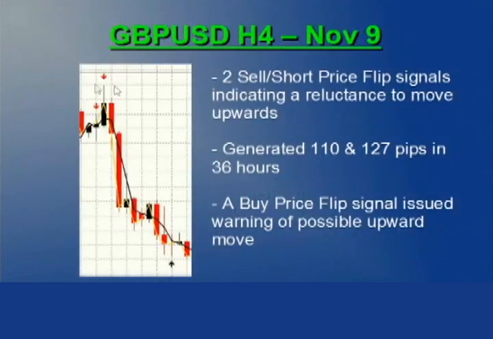First of all, we see these two sell price flips coming into play here. That's really expressing a reluctance of the market to move upward, as expressed by these big wicks that we're starting to see. We see a big move and then we see a retracement back. That's always showing that the market's a little insecure about the move in that particular direction. In this case, it worked fantastically for the price flip indicator, and we saw a really nice strong move downwards.